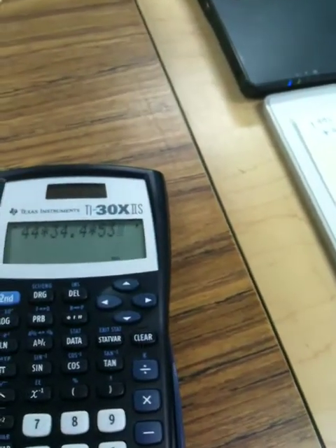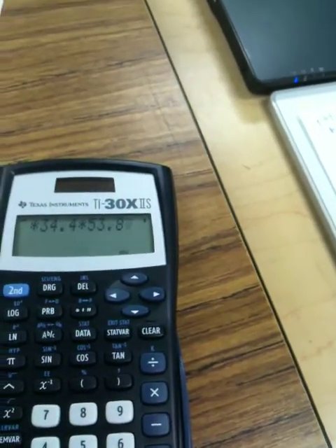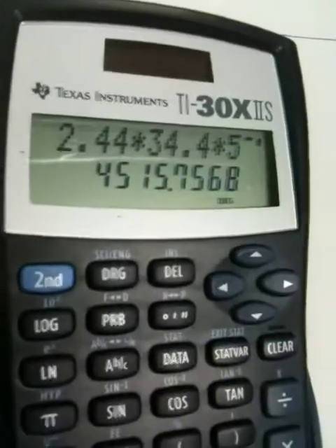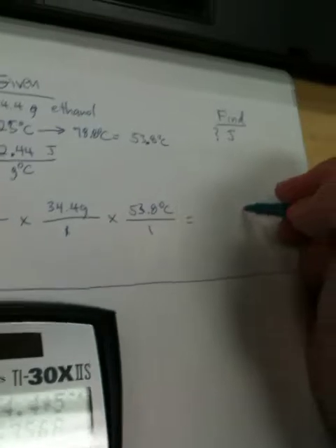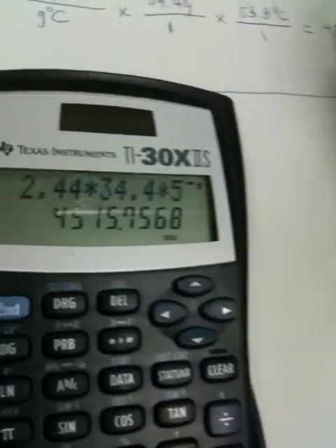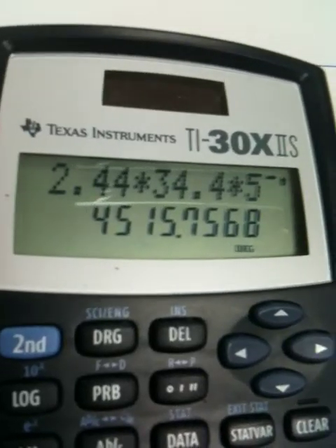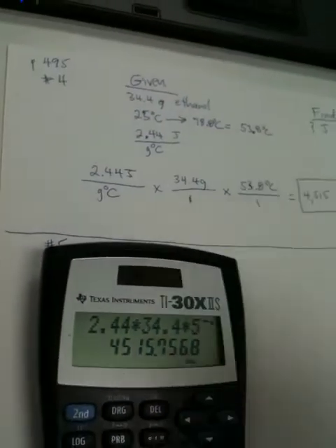While we're waiting for that number, what's the unit of measure, Ashley? What's the unit of measure I'm going to have over here when we get the number? Joules, yes. Okay, so this is joules, and our calculator gave us 4,515 joules. And that's our answer. Okay?